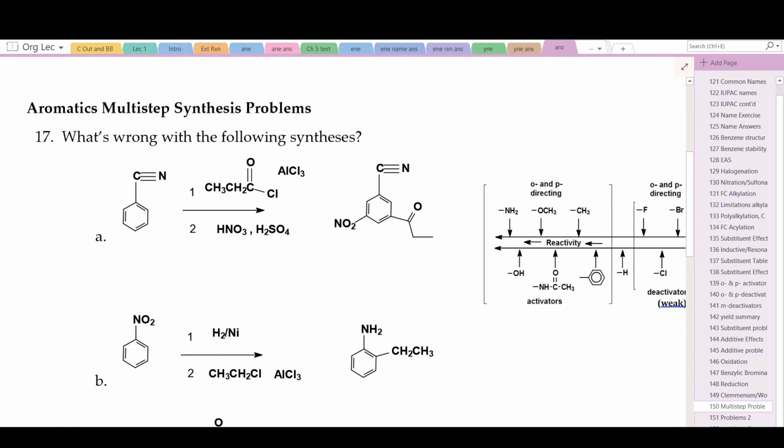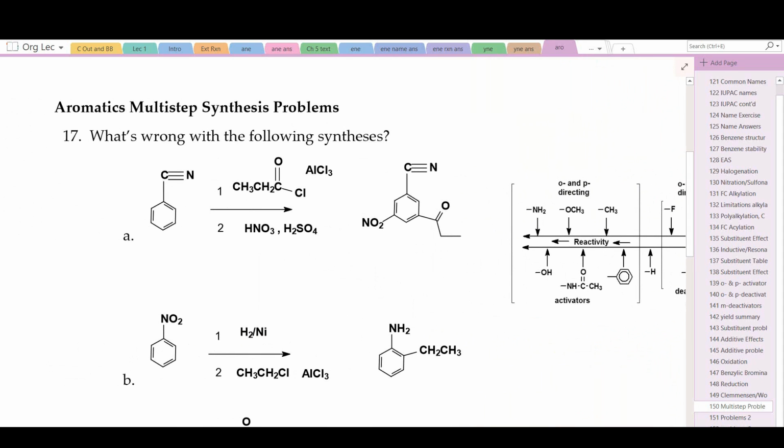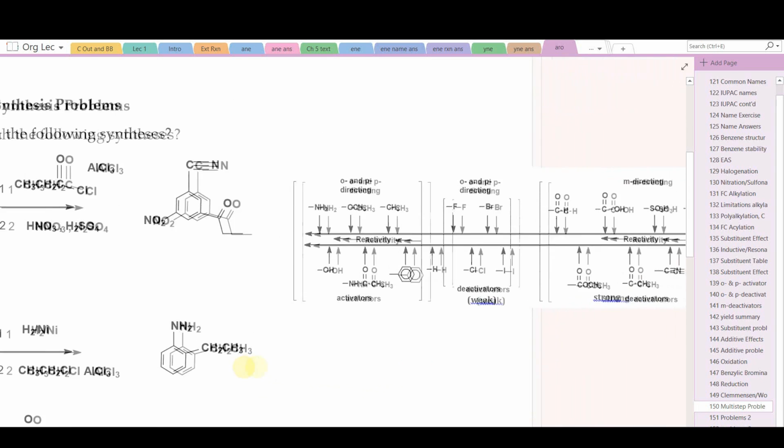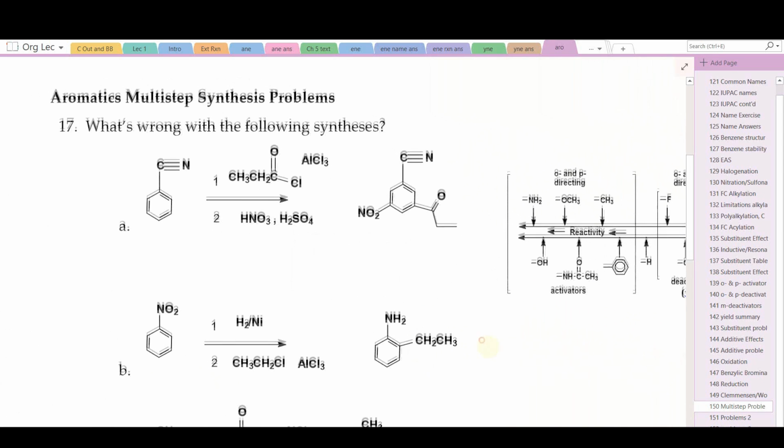In the first example, we have benzonitrile. We're adding propanoyl chloride, presumably by a Friedel-Crafts acylation reaction. And notice that is positioned meta to the nitrile group, and that seems reasonable because the nitrile group is in fact a meta director. The next step involves nitration using nitric acid and sulfuric acid, and that occurs meta to the nitrile group and the ketone group. And that seems reasonable because ketones are also meta directing. So what's the problem with this?